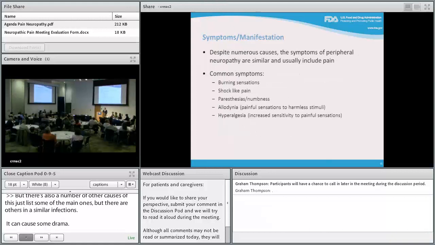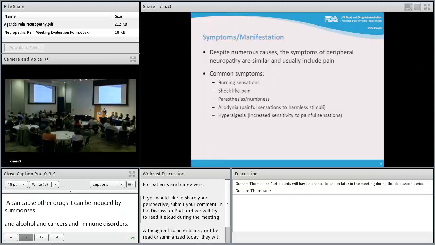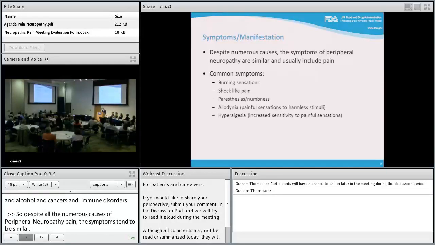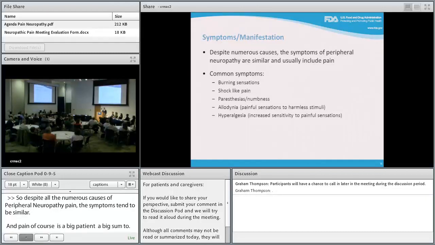So despite all the numerous causes of peripheral neuropathic pain, the symptoms tend to be similar. And pain, of course, is a big portion of the neuropathic symptoms. But common symptoms that people might suffer from would be burning sensation, shock-like pain, numbness and tingling, and it could be a combination of these symptoms. It's not usually just one.